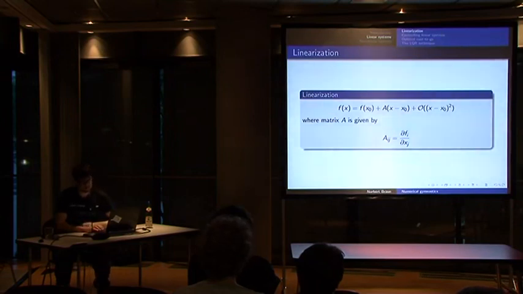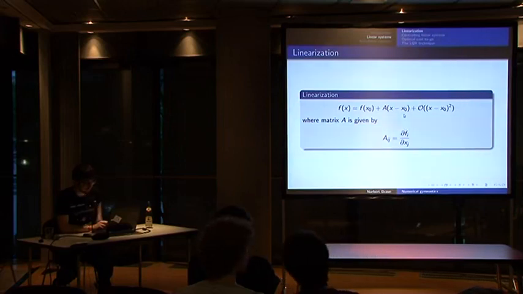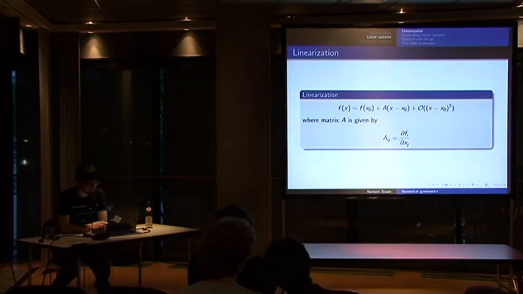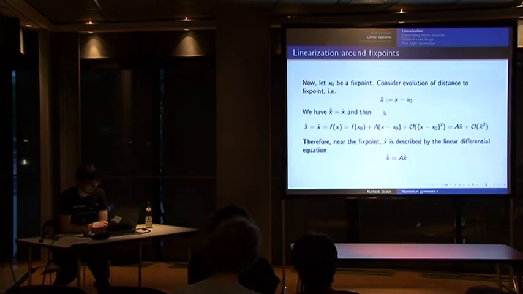And what we can now try to do is to understand the behavior of the system in the vicinity of a fixed point. And we do this via a method called linearization. And the idea is that near the fixed point, the system is actually almost linear, because these terms are small if x is near to x0. And f of x0 is obviously 0 if it's a fixed point. So then, near the fixed point, the system is described by a linear differential equation, if we actually take as a new variable the distance to the fixed point.